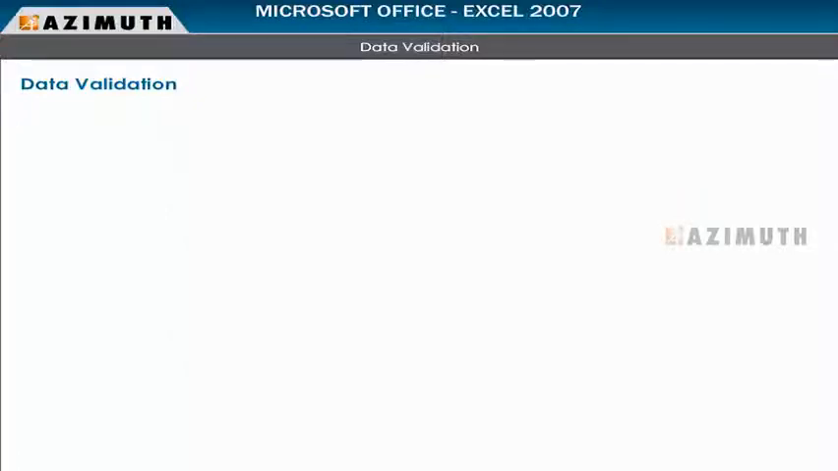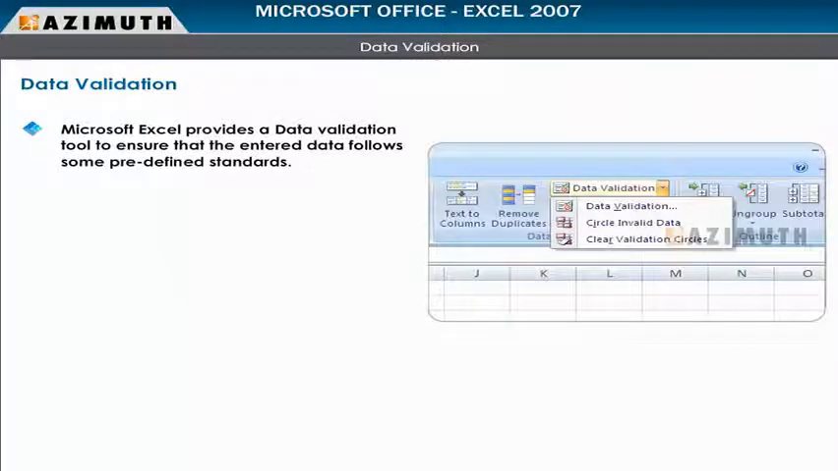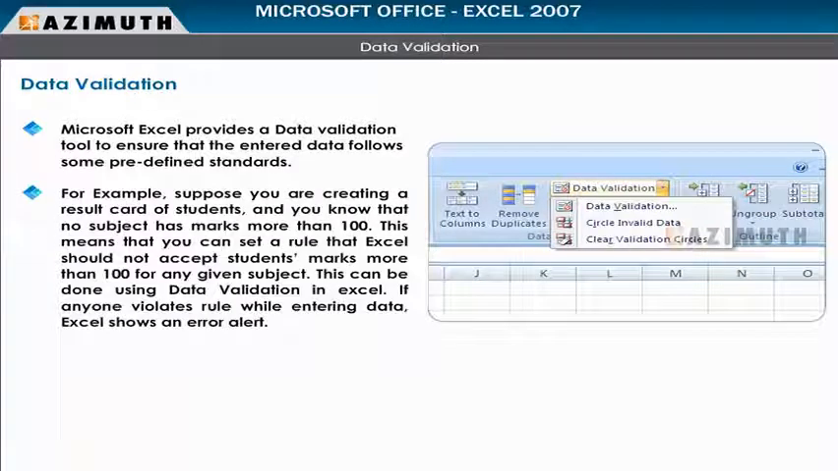Data validation. Microsoft Excel provides a data validation tool to ensure that the entered data follow some predefined standards. For example, suppose you are creating a result card of students and you know that no subject has marks more than 100. This means that you can set a rule that Excel should not accept students' marks more than 100 for any given subject. This can be done using data validation in Excel.